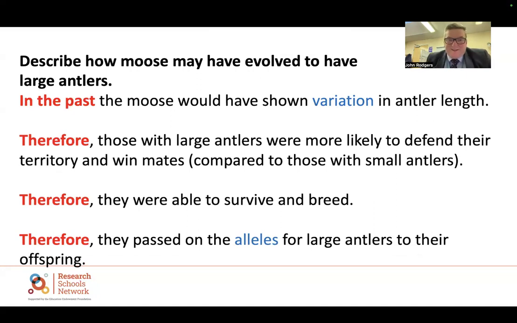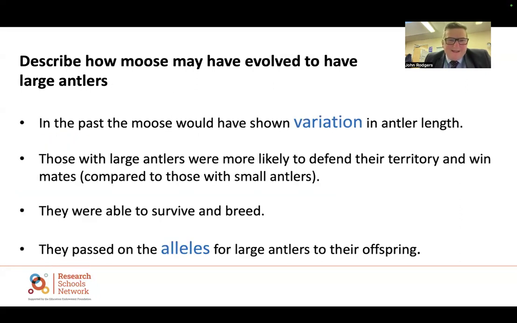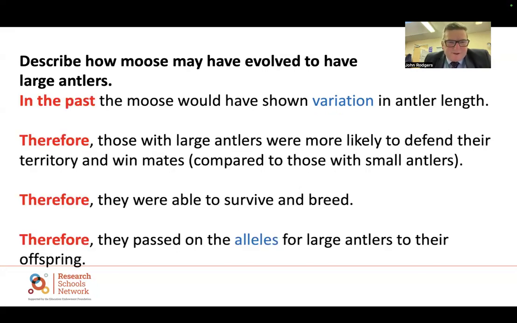So actually, I don't think it takes too much practice to start to get some of these linking words together. So we're moving from, in the past, moose would have shown variation in antler length, and then we're adding words like therefore, this caused, this leads to, because of that, this happens, whatever we want to do. But that makes it, go for it.